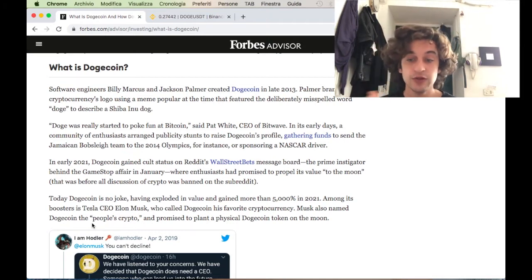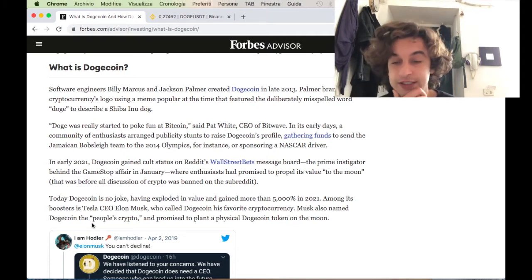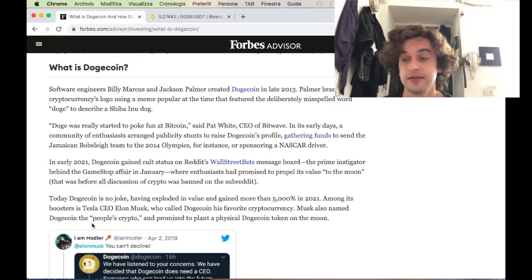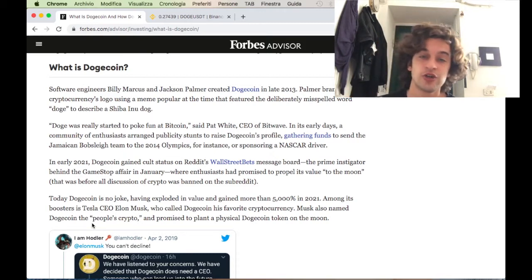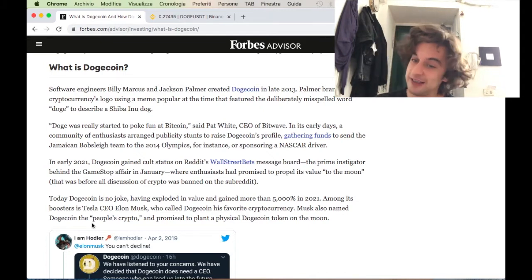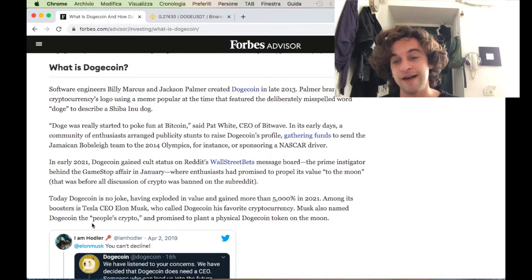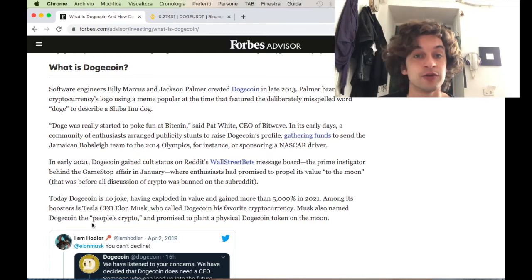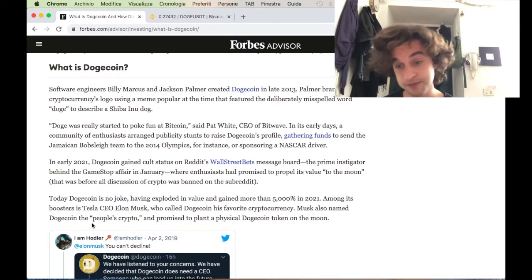So, as we can see, that is what Dogecoin is. It all started as a joke regarding Bitcoin, but very unexpectedly, it brought a very, very high profit for those who invested. I remember when it was at 1 cent, it went all the way up to 45 cents. That's a big percentage up in value. And it all started as a meme coin.